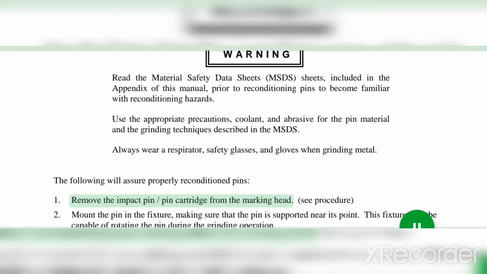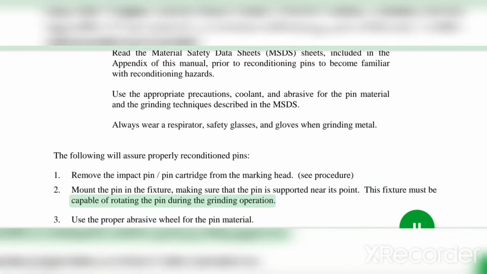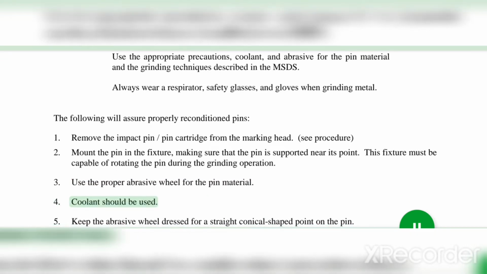1. Remove the impact pin/pin cartridge from the marking head. See Procedure 2. Mount the pin in the fixture, making sure that the pin is supported near its point. This fixture must be capable of rotating the pin during the grinding operation. 3. Use the proper abrasive wheel for the pin material. 4. Coolant should be used.